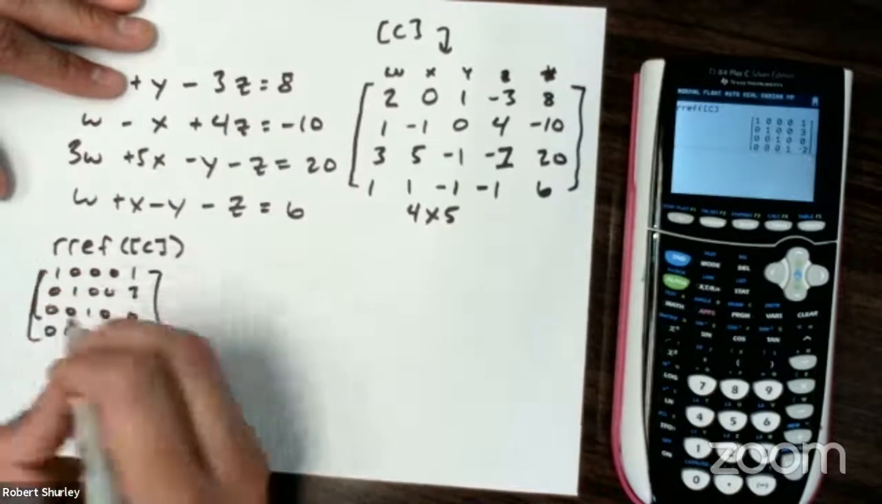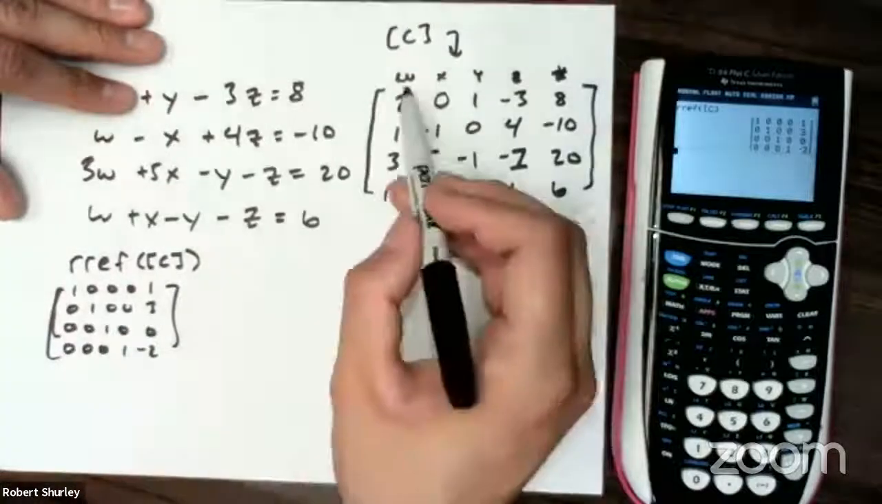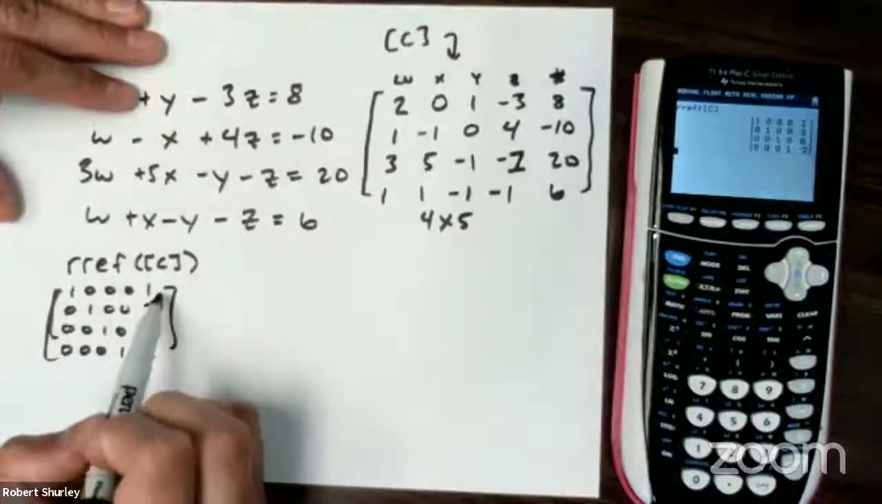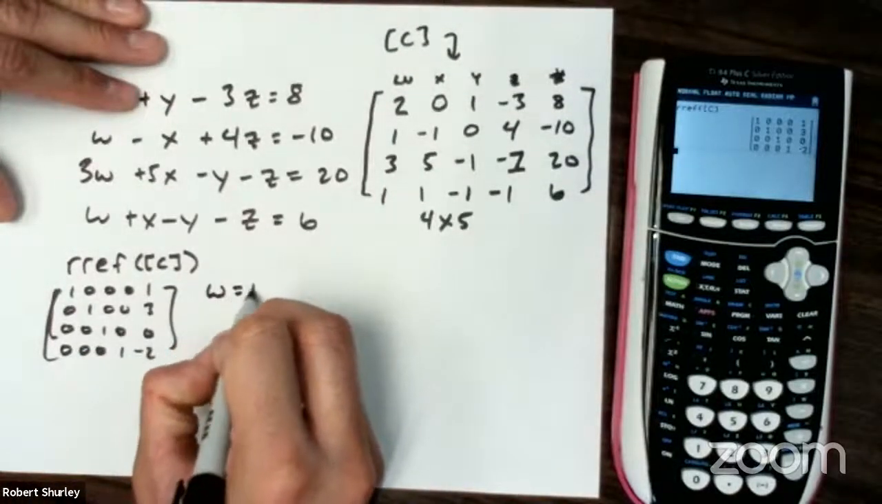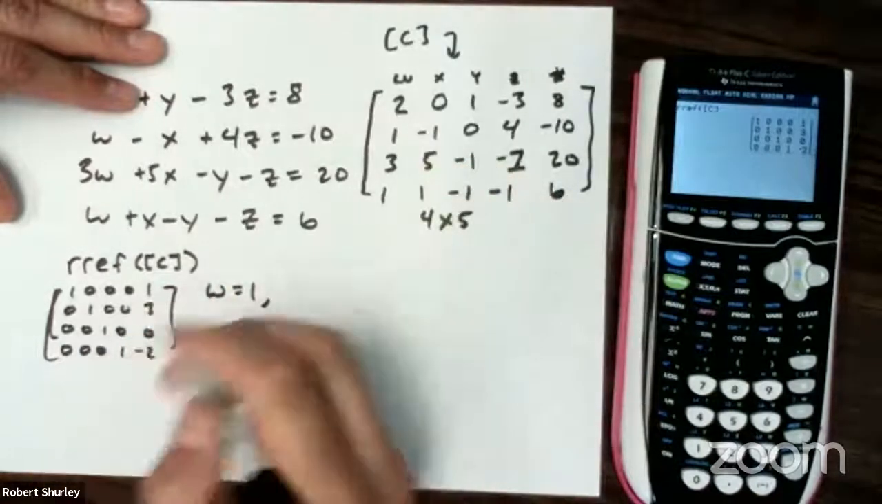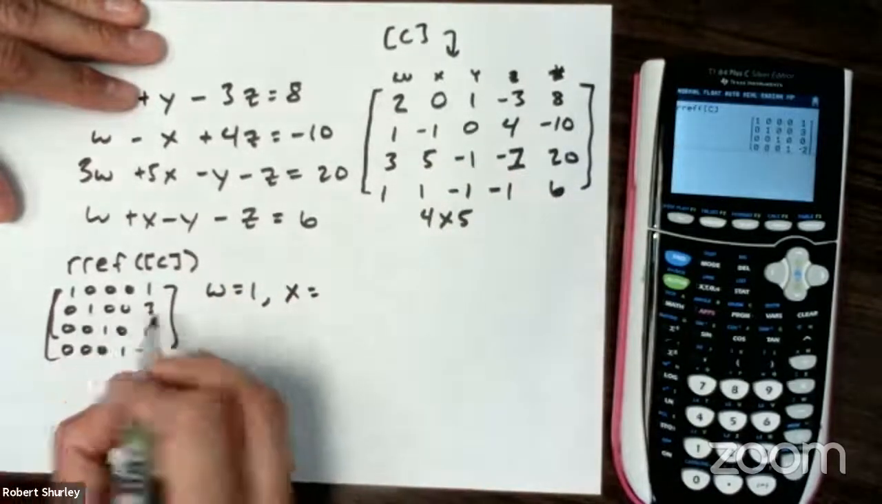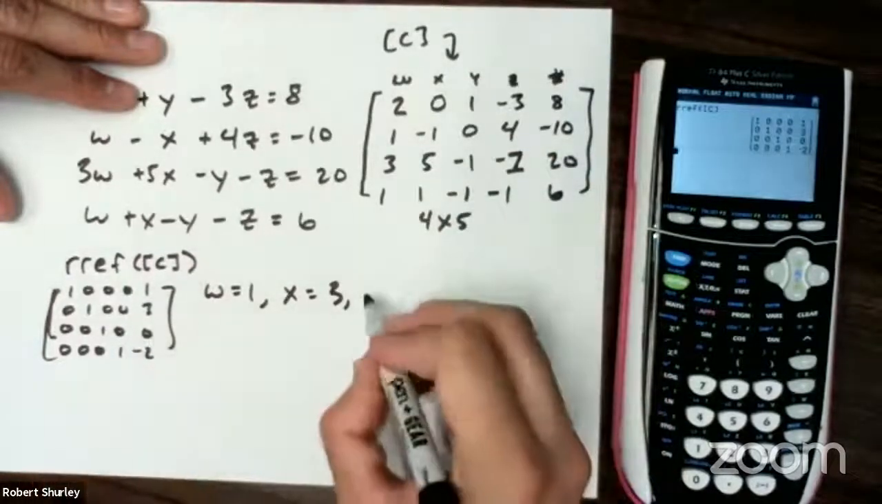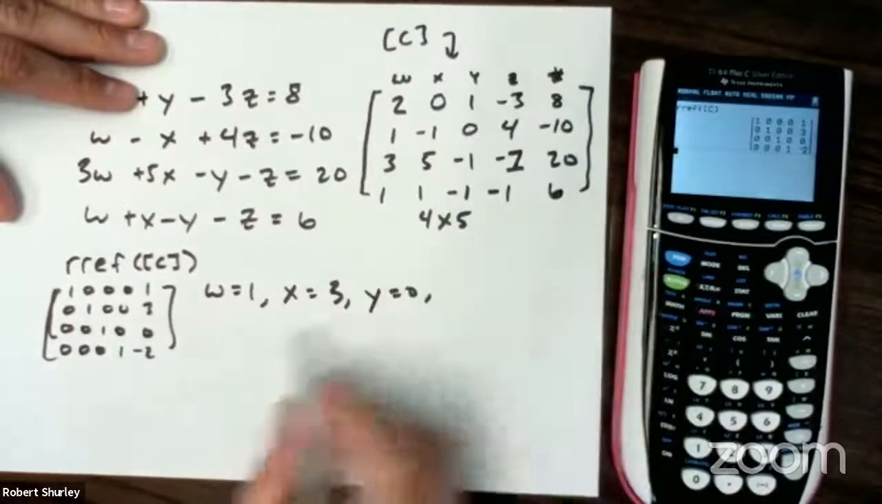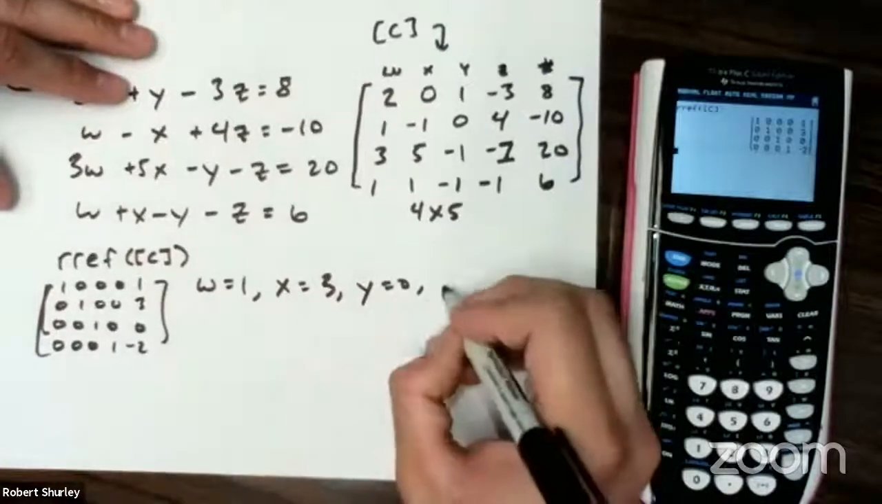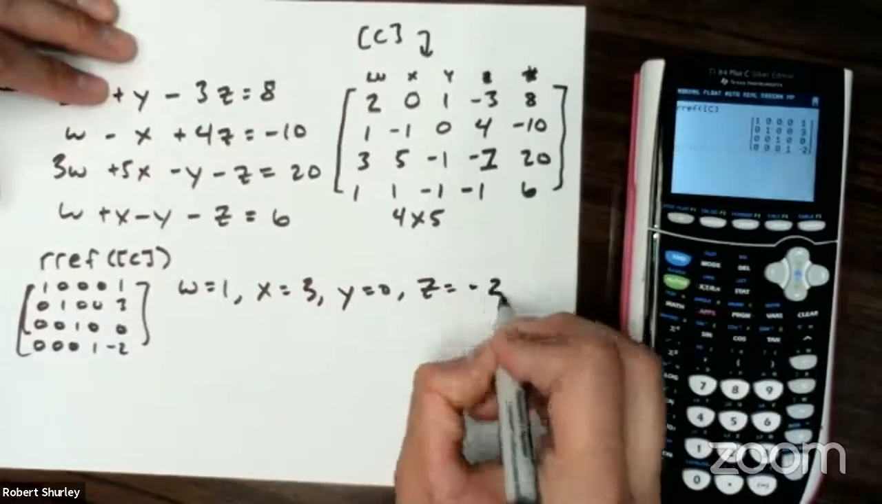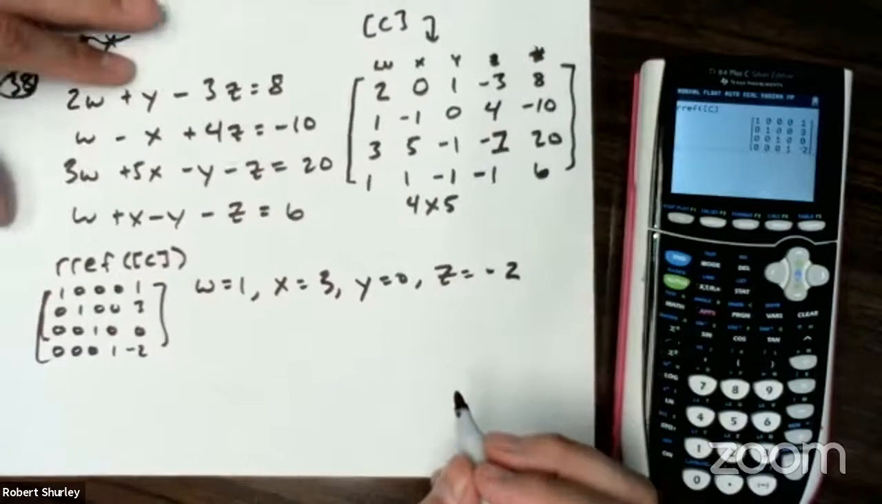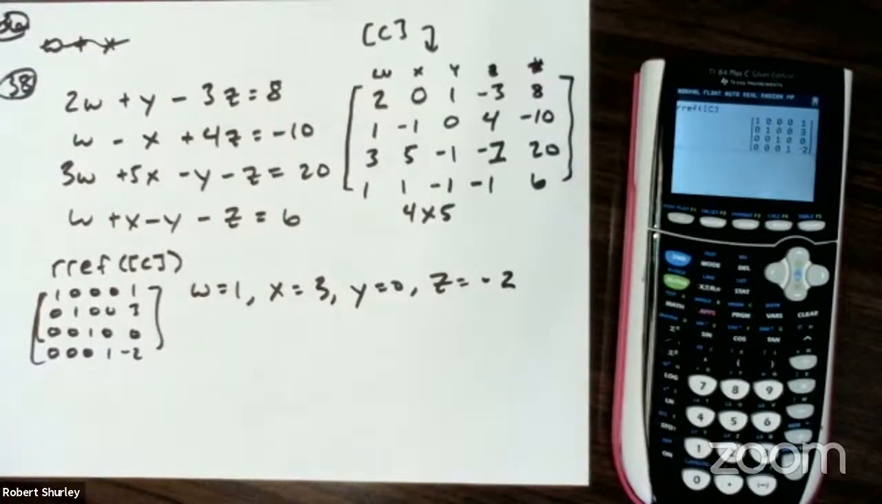Now I've got to be careful. Remember, this first column was W, so that means W equals 1. The next column was X, so X equals 3. Then Y equals 0. And lastly, Z equals negative 2. Pretty cool stuff.